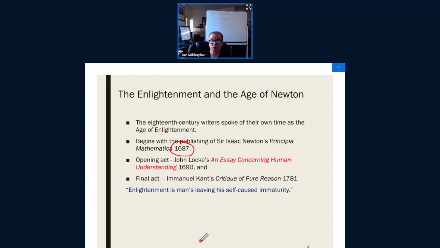And both of them kind of introduce us to a new period in European history known as the Enlightenment. Remember, we were talking about the Renaissance last time. Well, now we are in the Enlightenment. The opening act of the Enlightenment is considered to be Locke's Essay Concerning Human Understanding, published in 1690. And then the Enlightenment goes all the way to Kant and Kant's Critique of Pure Reason, almost 100 years later, 1781. That's a final act of the Enlightenment, and after that we will no longer talk about the Enlightenment. What is the Enlightenment? Well, you can say that the Enlightenment is man's leaving his self-caused immaturity. Man is becoming a grown person. Man as in humanity, basically.